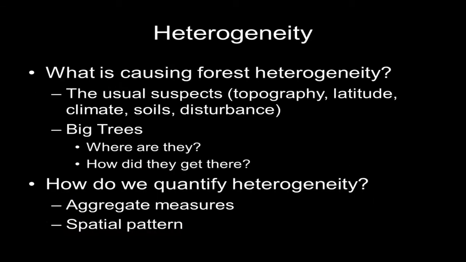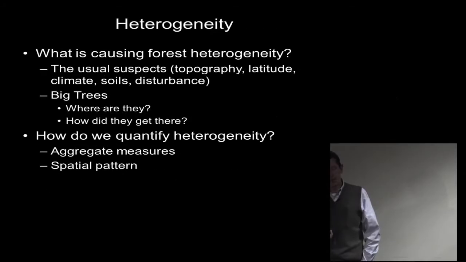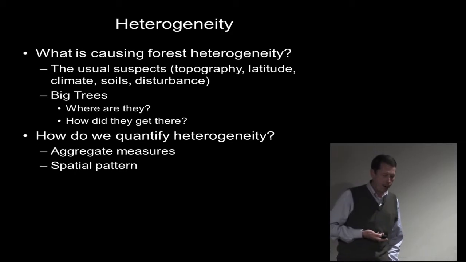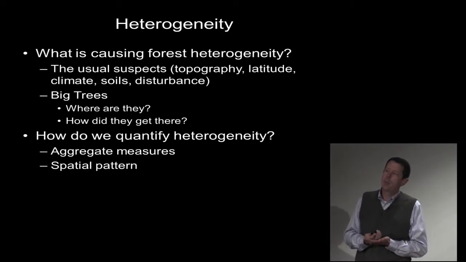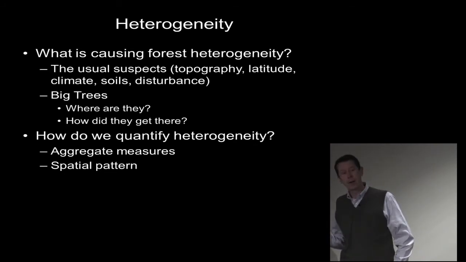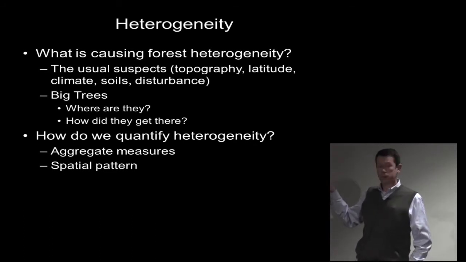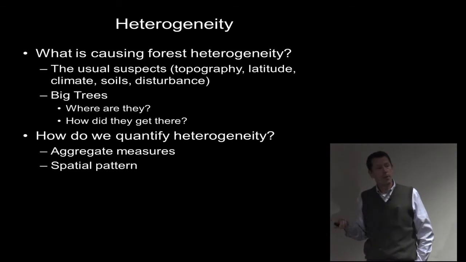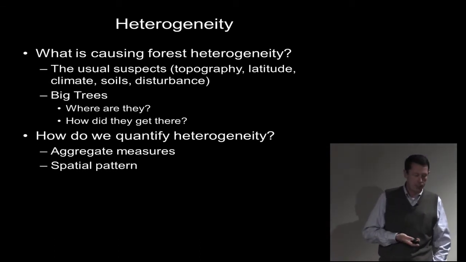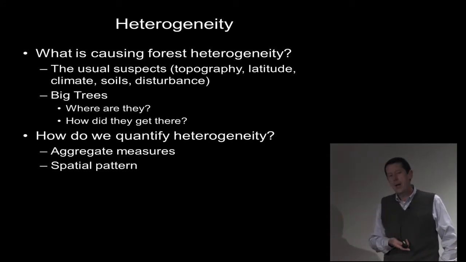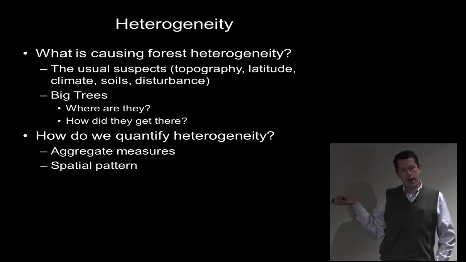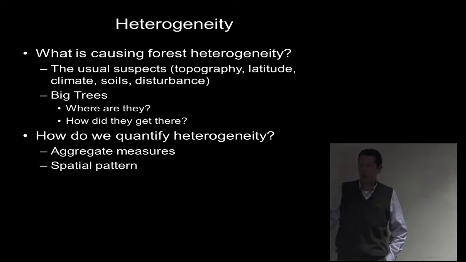So, heterogeneity. Again, what's causing it? There's the usual suspects, and this is what people will usually look for, well, I look for too. The contribution of topography, or just latitude, the light environment, climate, soils, and the various disturbances to heterogeneity. But I'm going to come back to the big trees. Where are they? That might really tell us a lot.